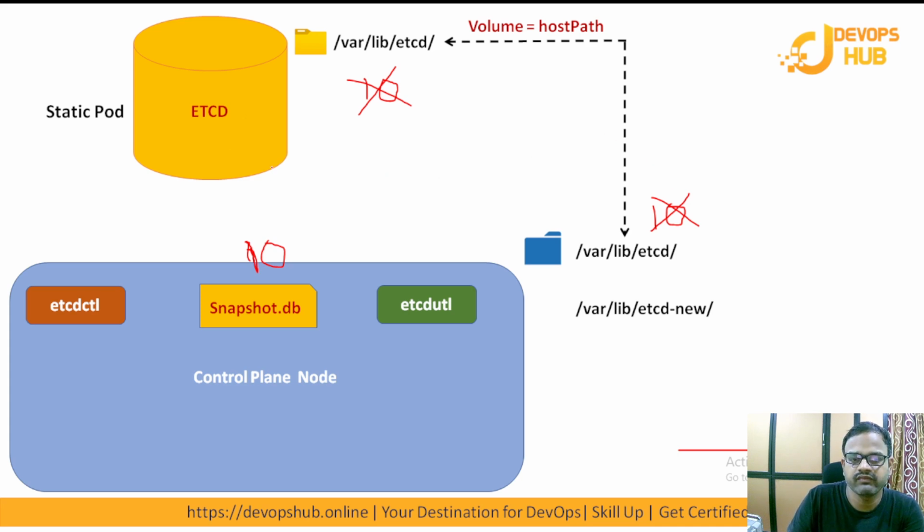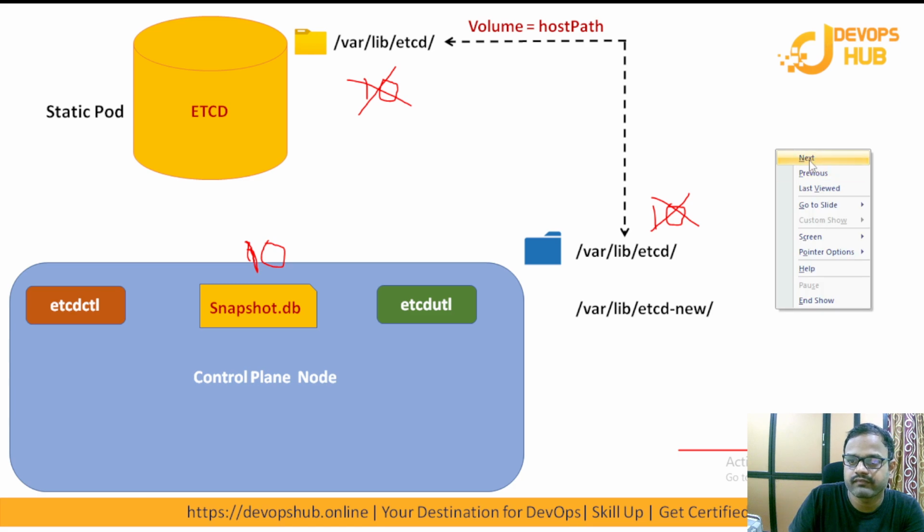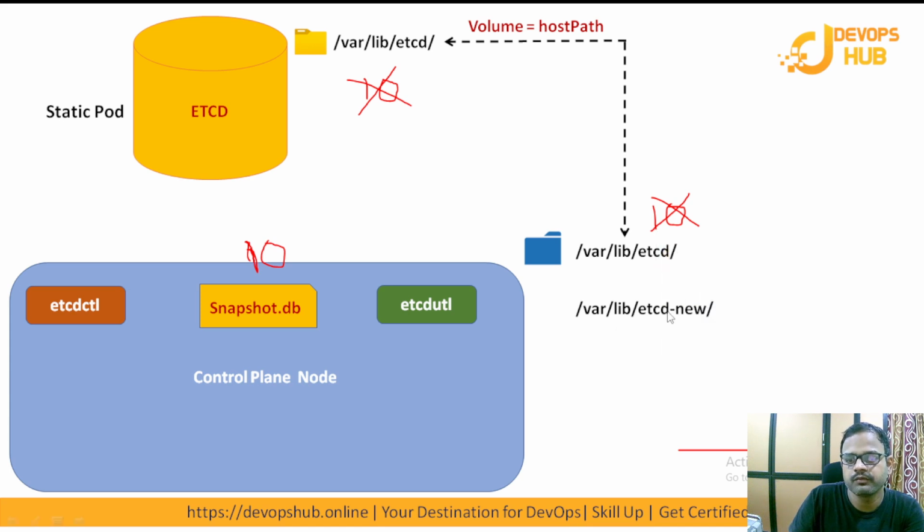What we have done is create one new directory, etcd /new, and this directory is going to have those 10 deployments as part of it. So we have successfully restored this one. So what do you think? If you do kubectl get pods, do you think we are going to get 10 pods in the console?